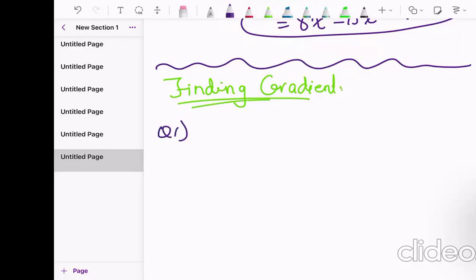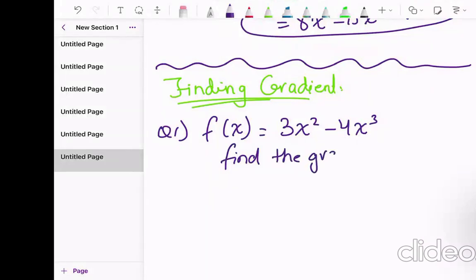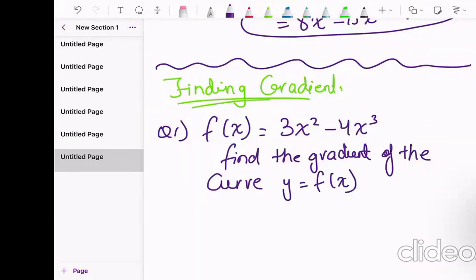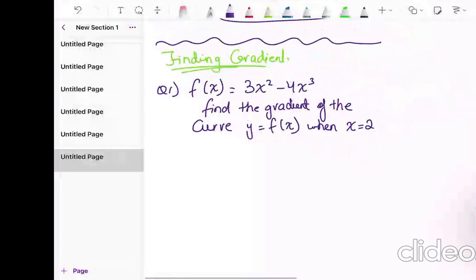For example, I'm taking a question. f(x) is equal to 3x squared minus 4x cubed. Find the gradient of the curve y is equal to f(x) when x equal to 2. Now the question is, we need to find out the gradient.